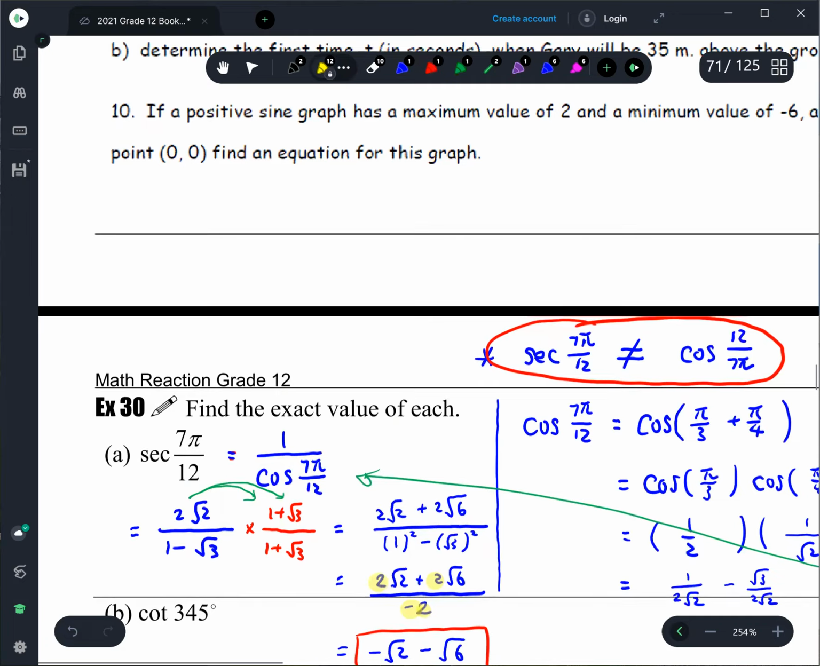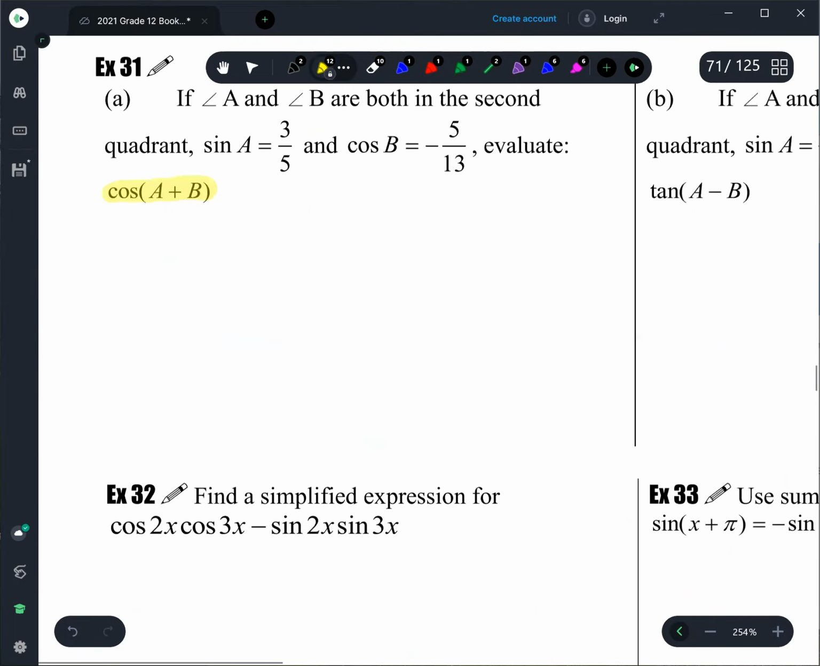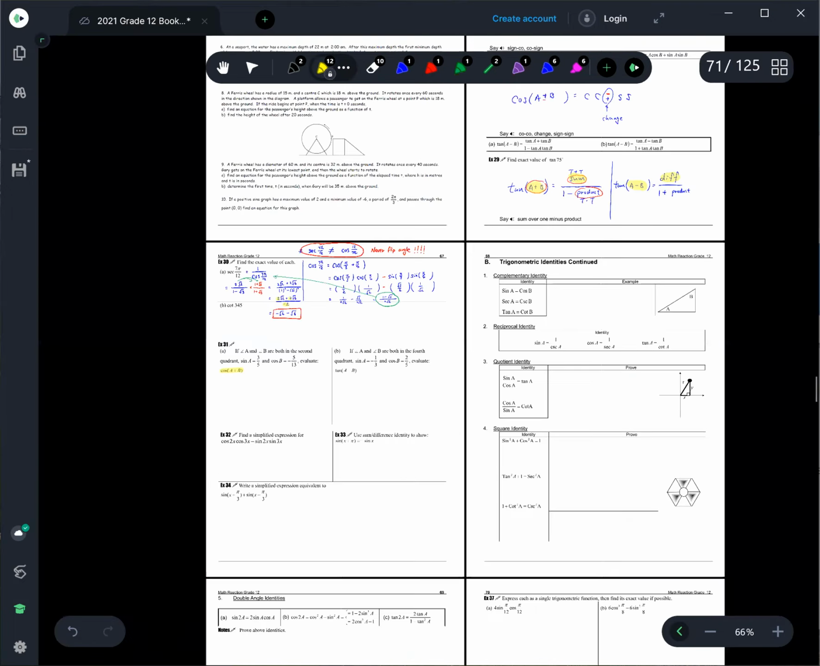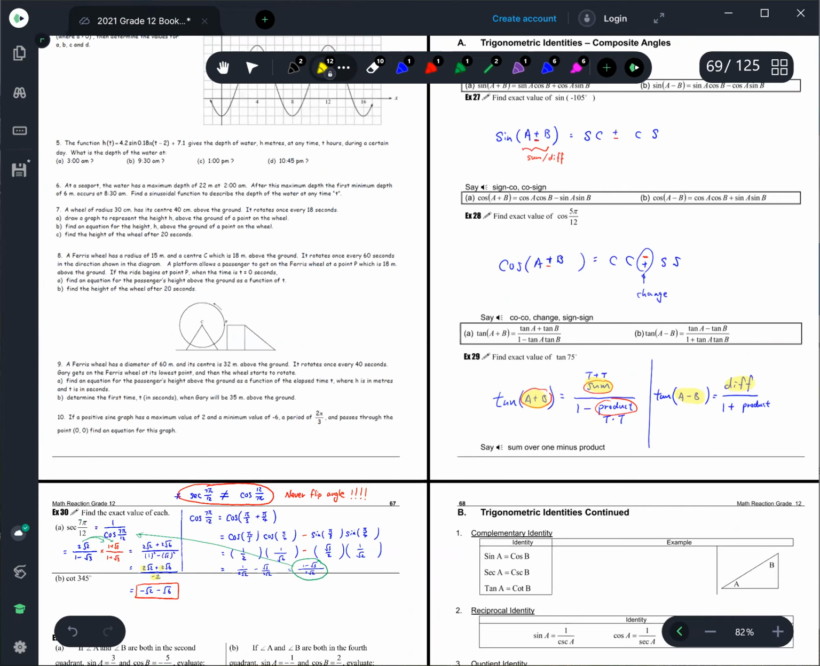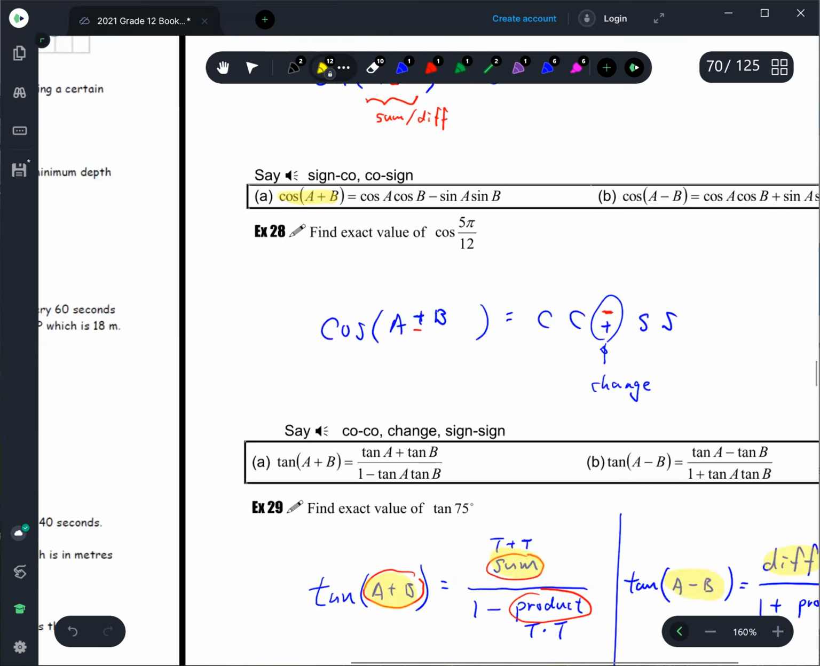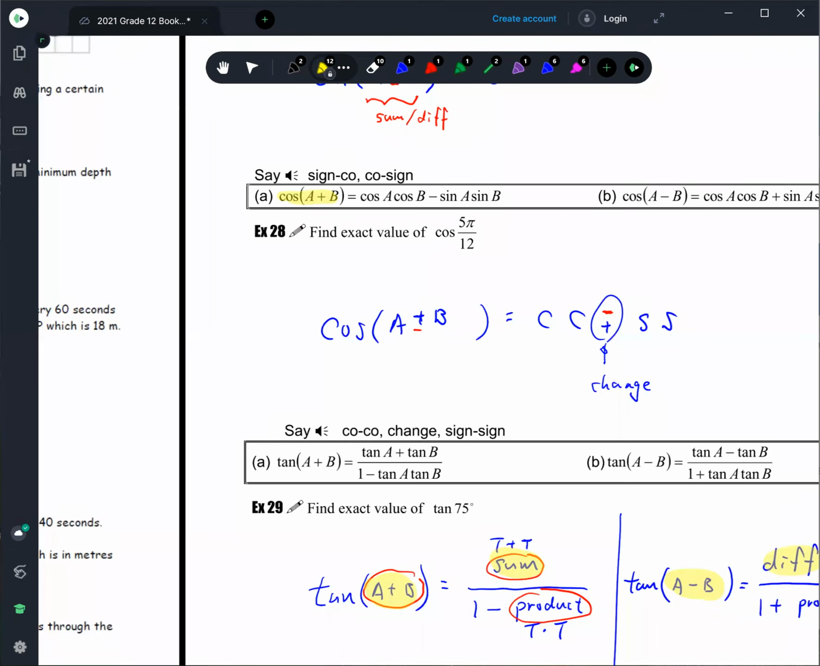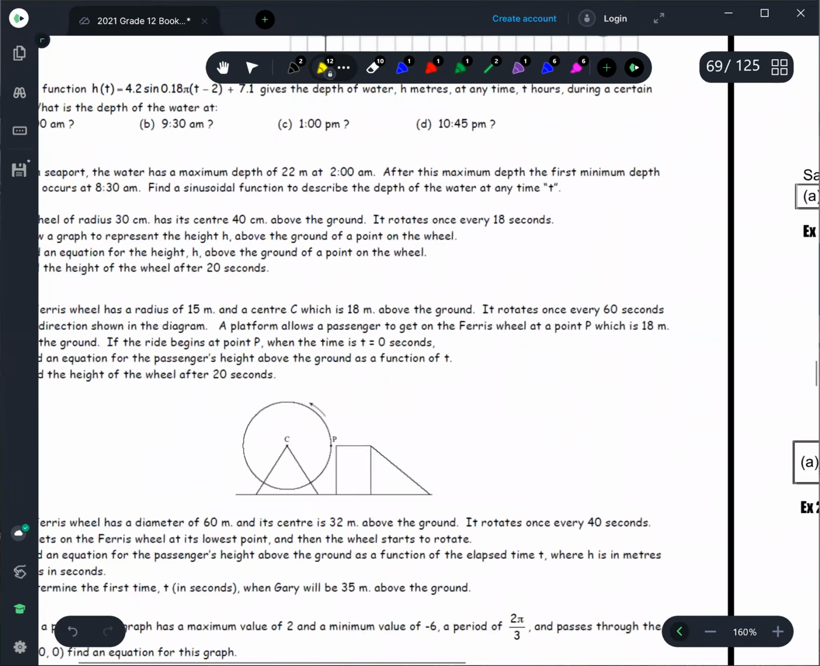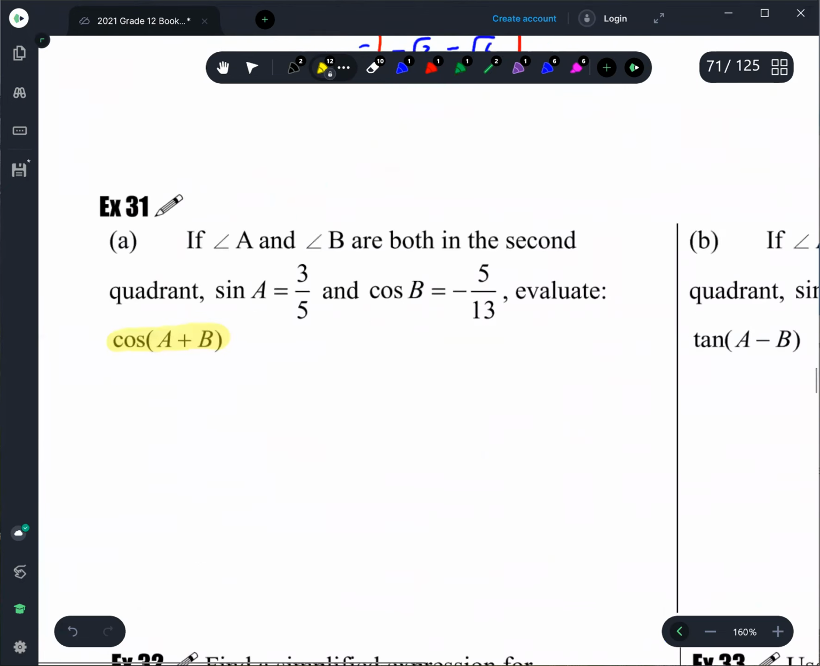Kind of similar, right? They want you to find cosine A plus B. But the difference is we don't even know what A is, what B is. Normally you find it by splitting it. They give you an angle there, like 5/12, you split, and then you have the A plus B. But for this one, does it give you an angle?